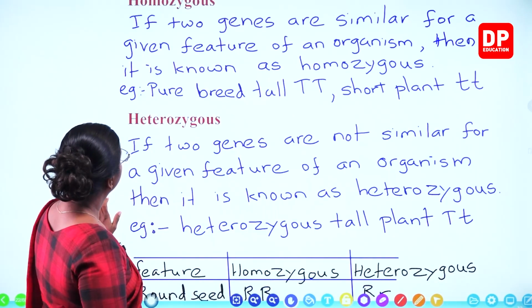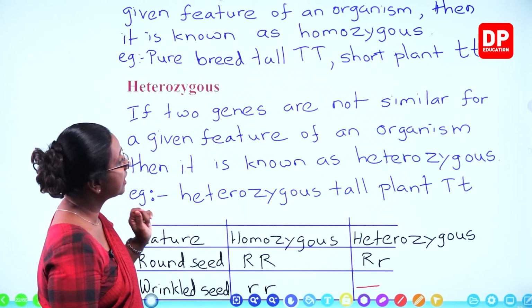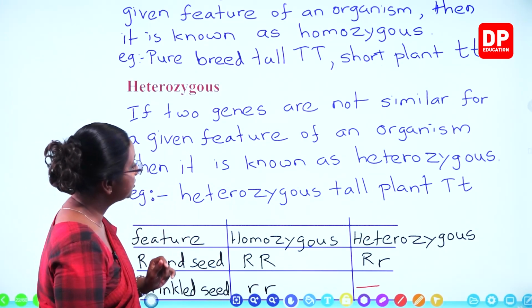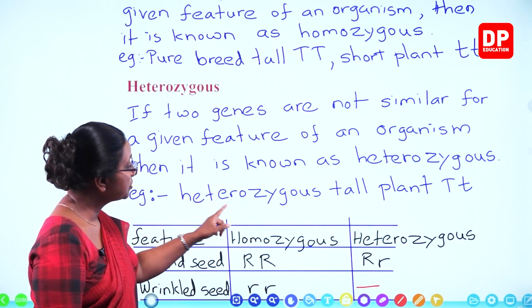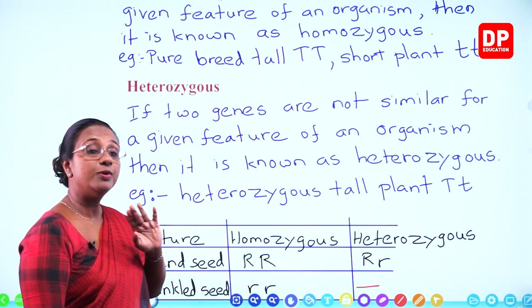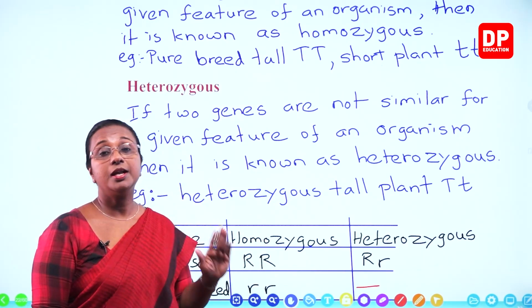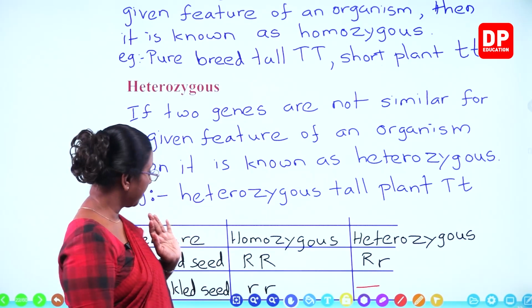Then, the heterozygous condition. If two genes are not similar for a given feature of an organism, then it is known as heterozygous. Example, a heterozygous tall plant. So, we don't have a heterozygous short plant. There is no heterozygous recessive character. You have to remember that.